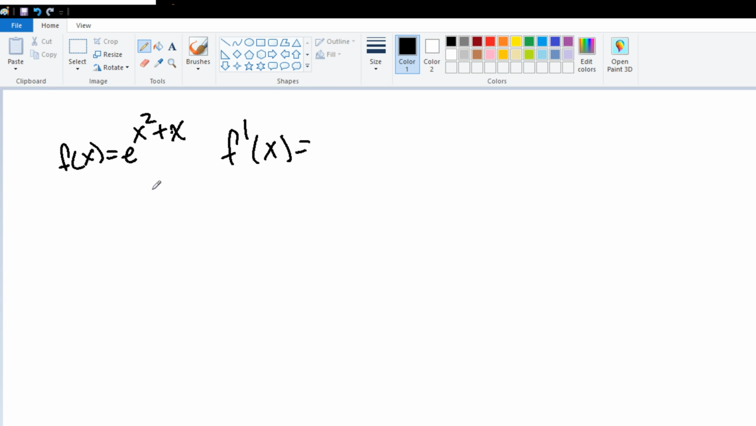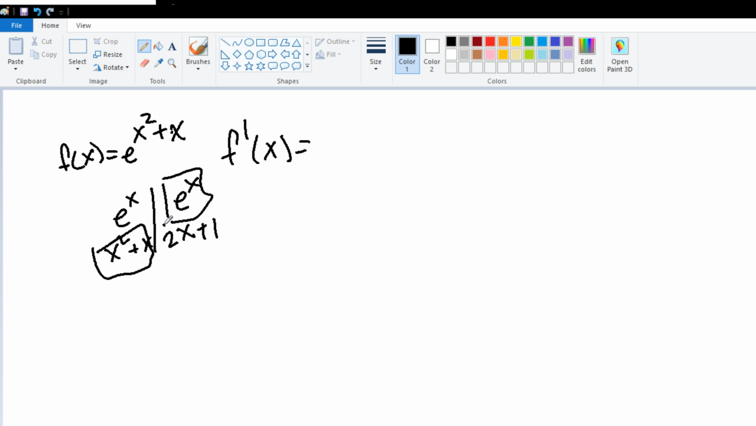So the outside function is e to the x. The inside function is x squared plus x. The derivative of e to the x is e to the x. The derivative of x squared plus x is 2x plus 1. So we take this function and plug this one into it, and then multiply by this function. The derivative becomes e to the x squared plus x times (2x plus 1), like so. So that one was nice.